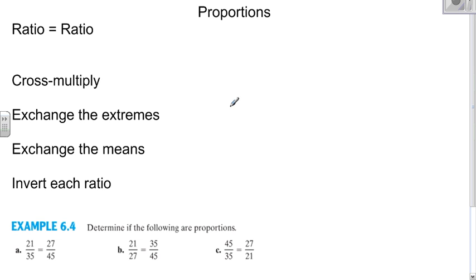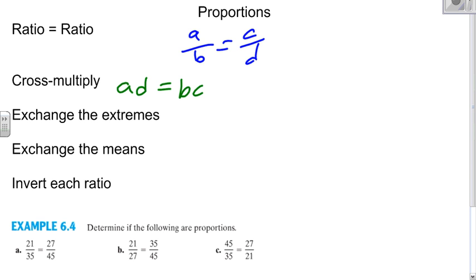Now we can talk about proportions. Proportions are just ratio equals ratio, or fraction equals fraction. So you have A over B equals C over D. We have a ratio equals a ratio. With proportions, you can cross multiply, meaning we can get A times D, and that will equal B times C. You multiply across the equal sign.